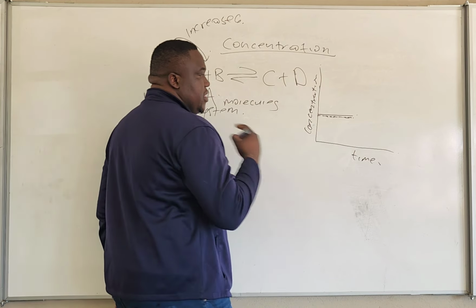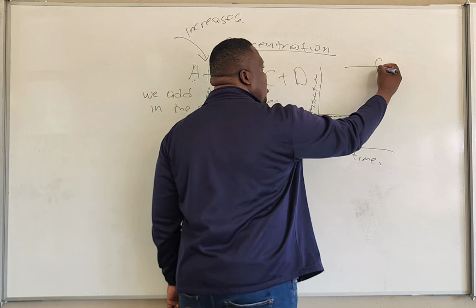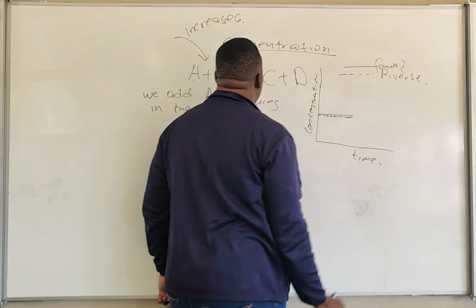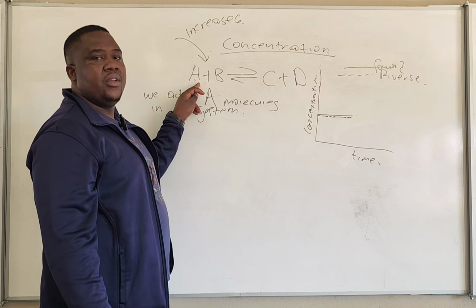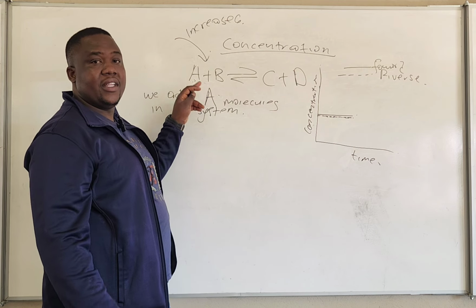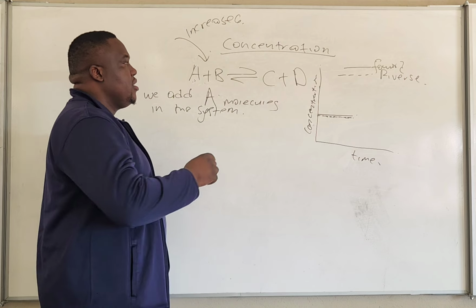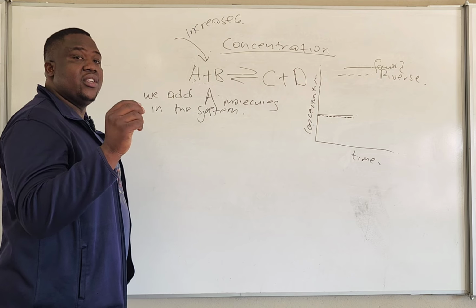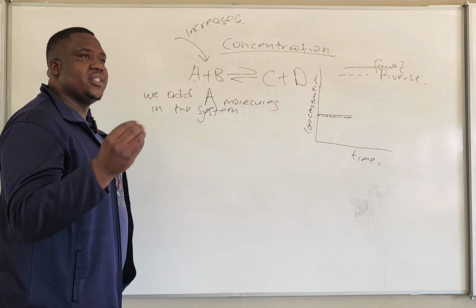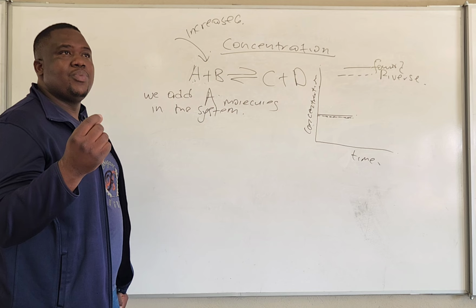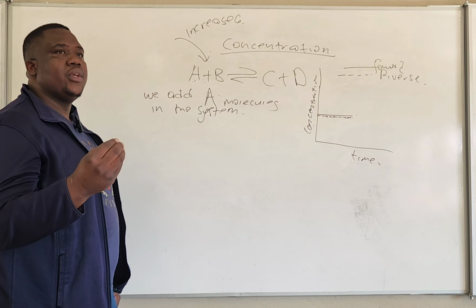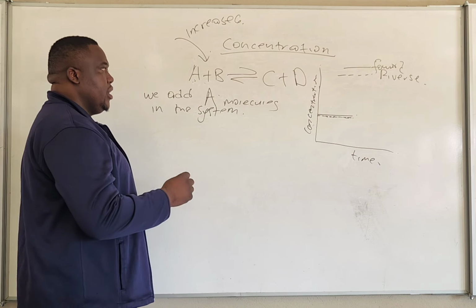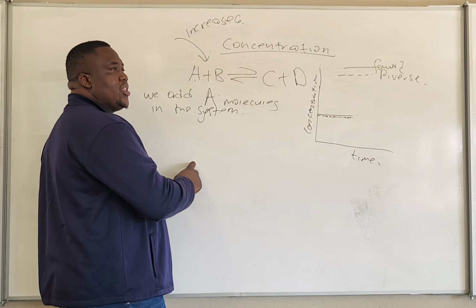So look, the solid line is the forward reaction and the dotted line is the reverse. Since I've added A, which reaction is going to be favored here, forward or reverse? Remember, according to Le Chatelier's principle, the reaction that is going to be favored is the one which opposes the disturbance. So we have a disturbance. Which reaction is going to be favored here?